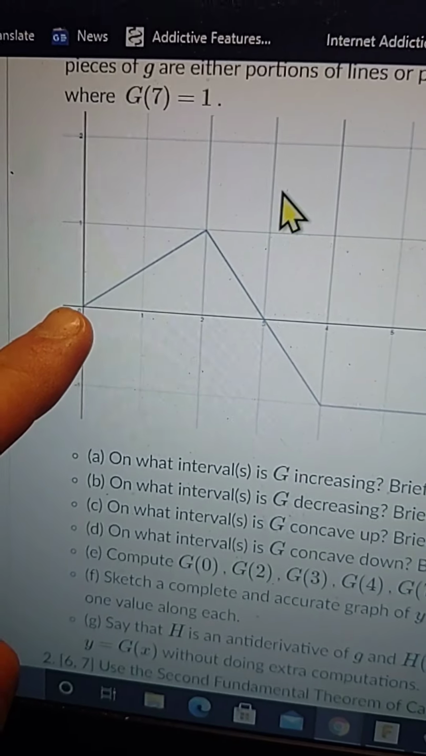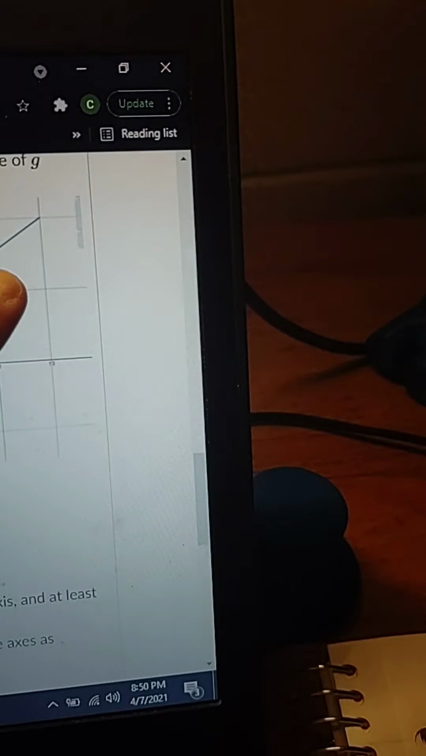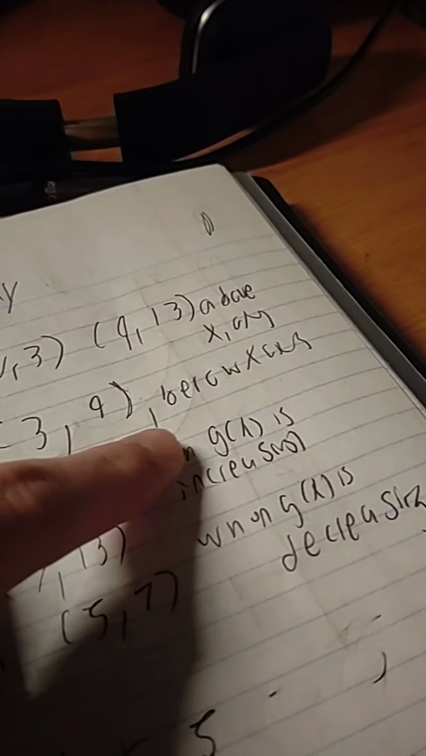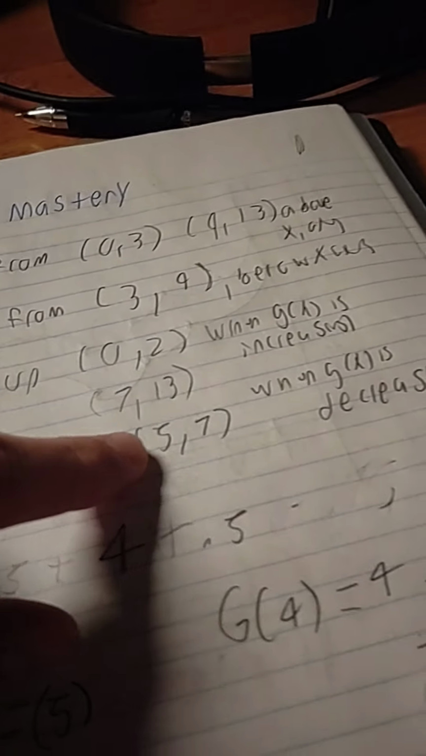It's concave up from 0 to 2 and 7 to 13, where g of x is increasing, and it's concave down from 5 to 7, when g of x is decreasing.